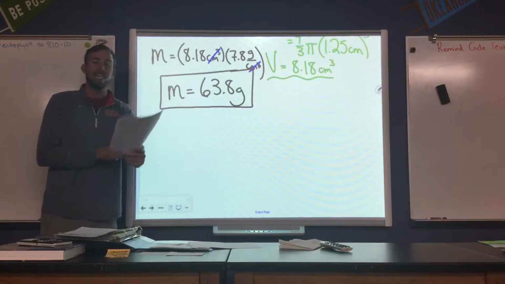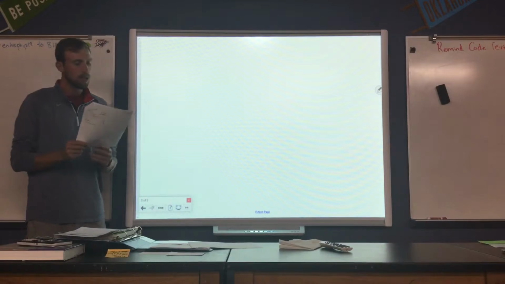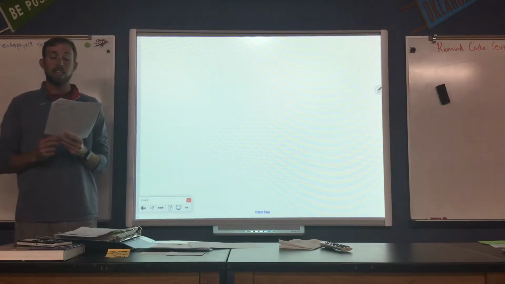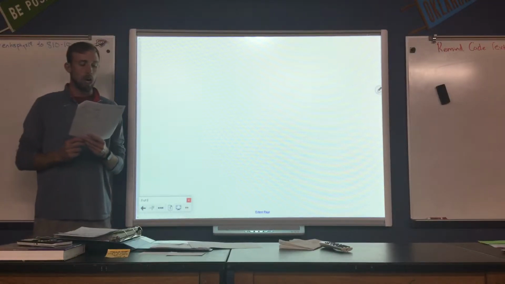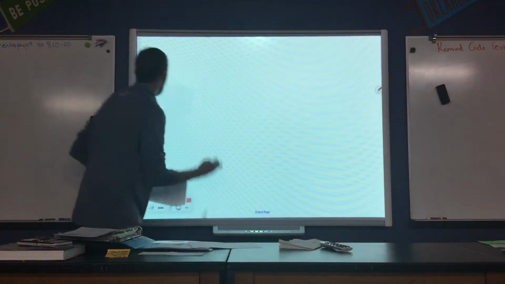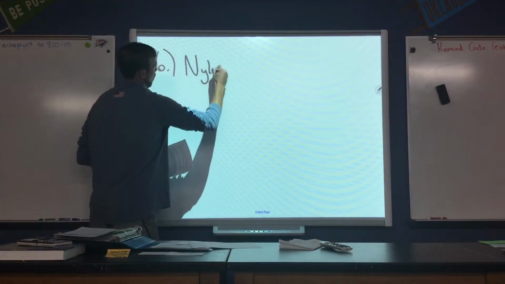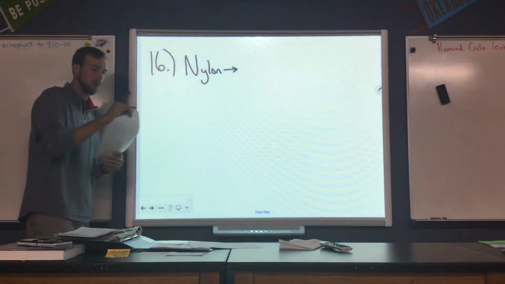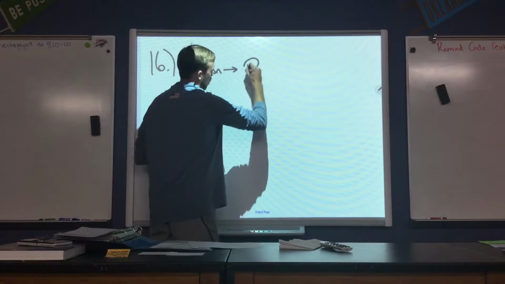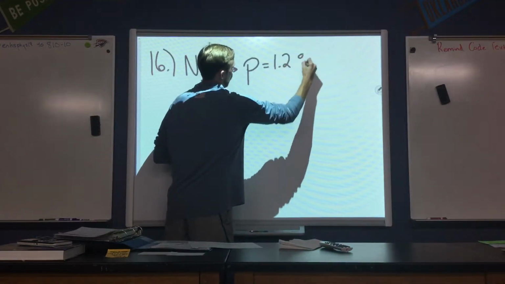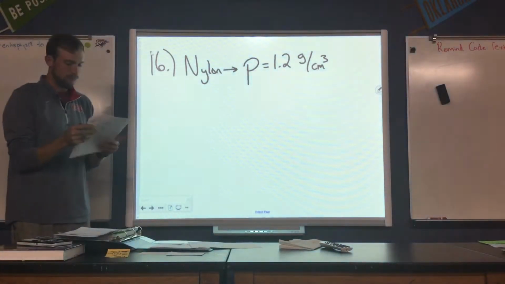Okay, now our last problem related to density on the review is number 16, and it says this. You have been put in charge of designing a conveyor system for packages at the post office. Part of the system will rely on nylon rollers. Okay, so that's a descriptive term. We're dealing with nylon. Tells us what material we have, so I'll double check my chart. Nylon has a density of 1.2 grams per cubic centimeter. Okay, so we know that information.